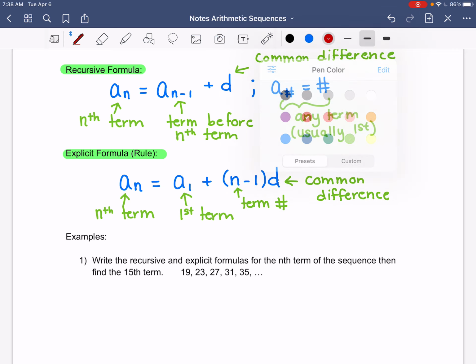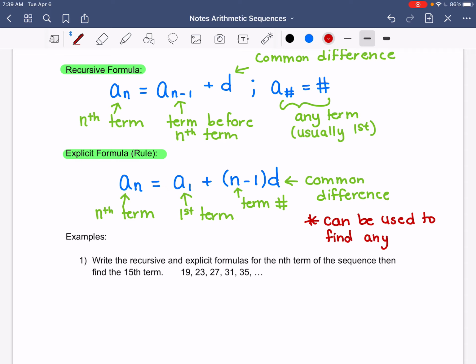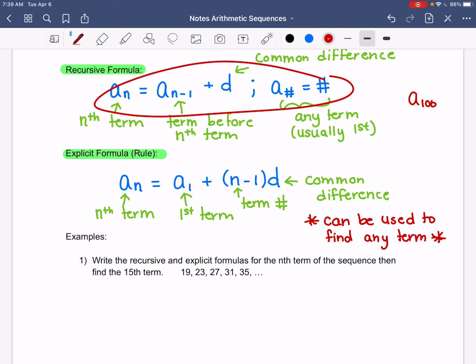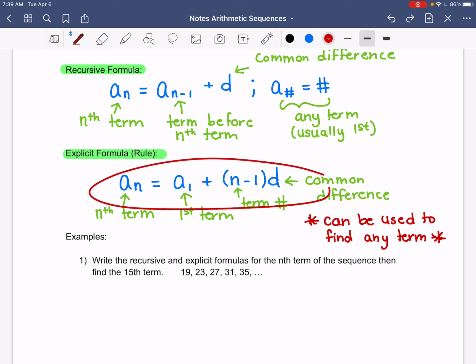So what we like about the explicit formula or rule is this one can be used to find any term. The problem with the recursive formula is you have to know the term that came before. So say I wanted to know a sub 100. Then to use this recursive formula, I would need to know a sub 99. And I would need to know 98 to know 99, and 97 to know 98, and so on. But with this explicit formula, you just need to know which term you want and then you plug in that number for your n. So if you wanted to know the 12th term, you plug in 12 for n. If you wanted to know the 100th term, you would just plug in 100 for n.